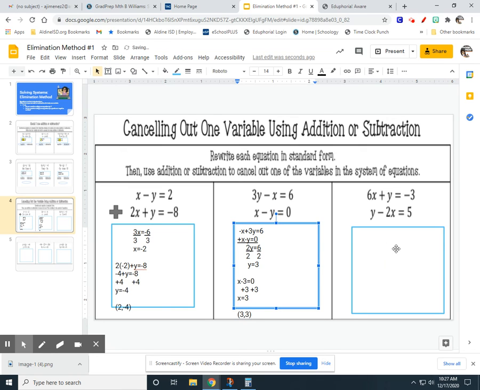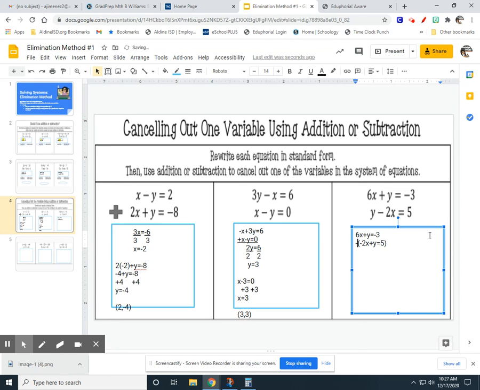The x and the y. Okay, let's look at this one. The top one is fine. The bottom one needs to switch around, so negative 2x plus y equals 5. All right, now I notice that they both have a plus y. That means that I'm going to have to subtract.